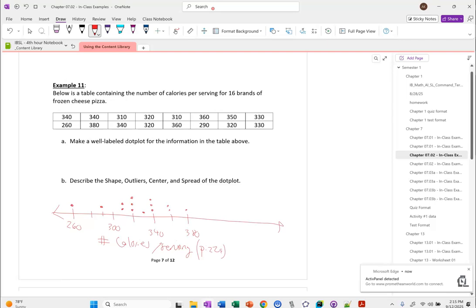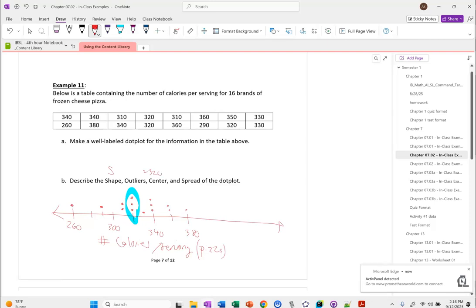Okay. Shape. What are the three possible answers for shape? Left skew, right skew, symmetrical. Very good. Which one is this? Symmetrical. It's just missing one. Right? The center is roughly here. That width and that width are about the same. Looks symmetrical to us, right? So the center looks like it's around 320.